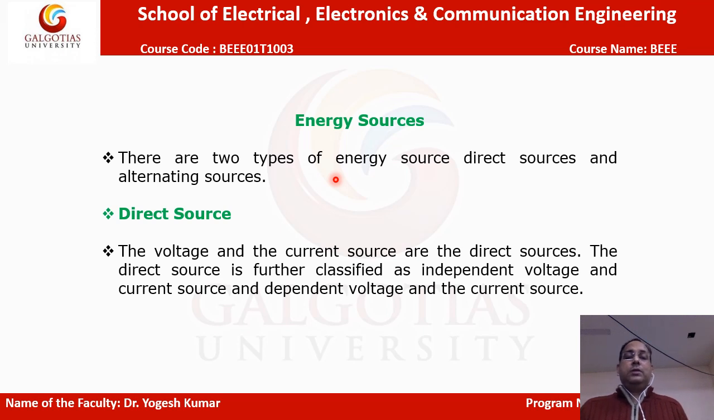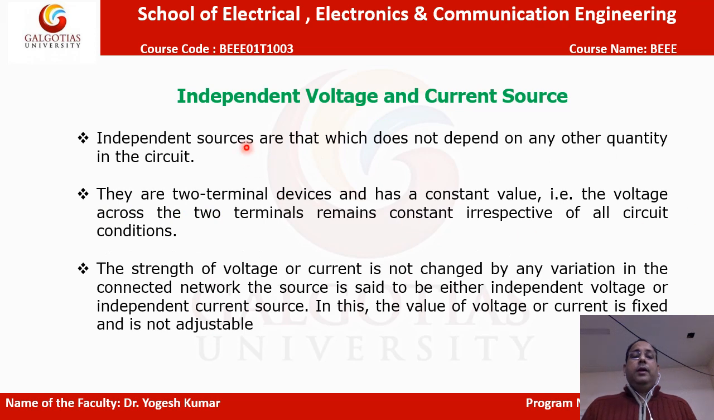Let's see what the source is. I already told you there are two types of source, direct and indirect. Whatever we heard about voltage and current sources is only the direct source, and that is again divided into independent voltage and current sources. Independent source is not dependent on any other quantity. It is independent of all other parameters. It is a two terminal device with a constant value. The strength of voltage and current is not changed by any variation in the connected network. That is called the independent voltage and current source.